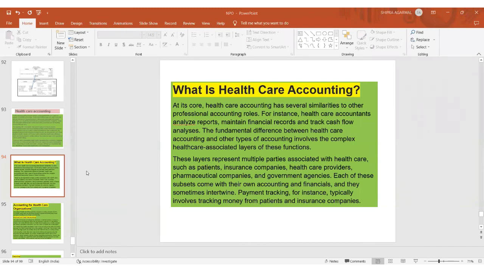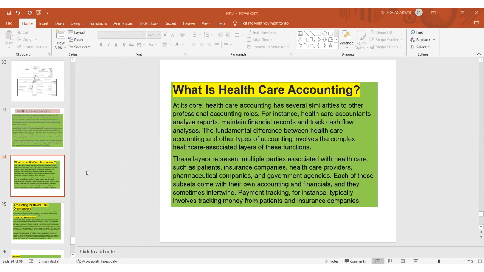And these layers represent the multiple parties that are associated with the healthcare business. Like, I'm talking about the patients, the insurance companies, the healthcare providers, the pharmaceutical companies, the government agencies. So as and when more and more parties are involved, the overall process becomes more complicated, right? And you have to take care of each and everything in your books of accounts.